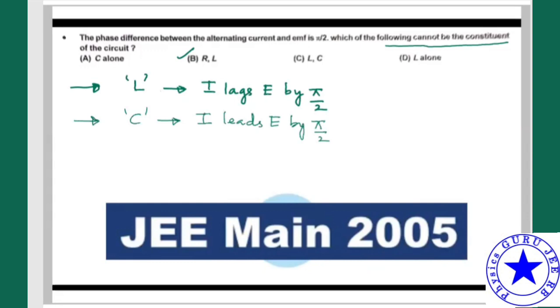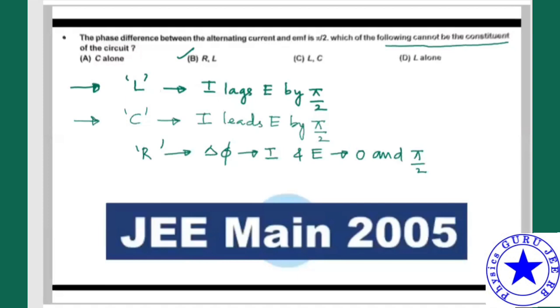If the resistance is there in an AC circuit, then the phase difference between current and EMF would be 0, and with L or C it would be pi by 2. So this is the reason that the option will be R and L. Hope it is clear. One should know the basic things of pure resistor, pure capacitor and pure inductor. Then you can very easily give the answer for this particular question. Hope it is clear till this point.